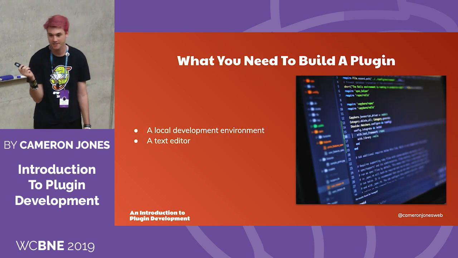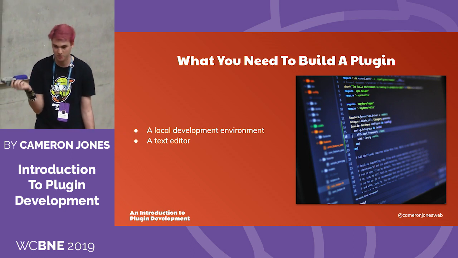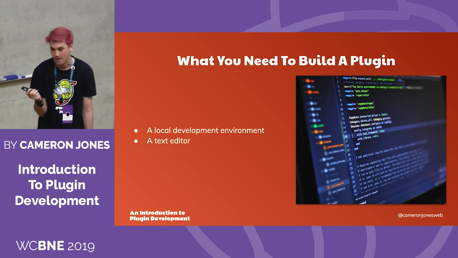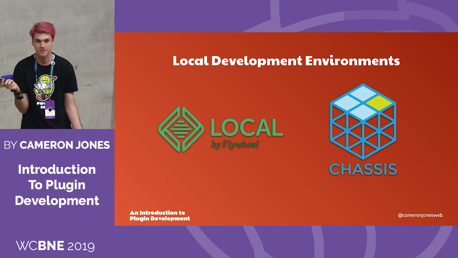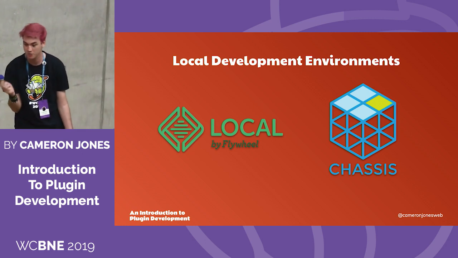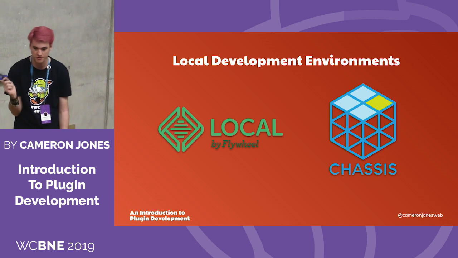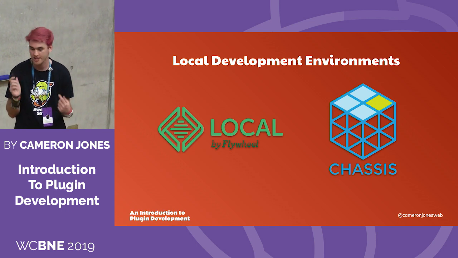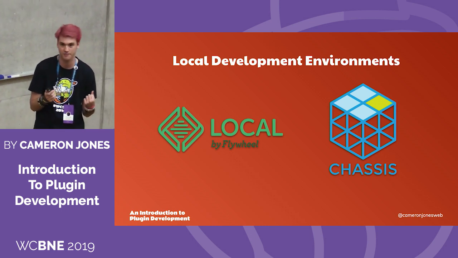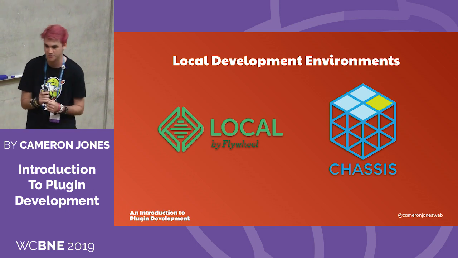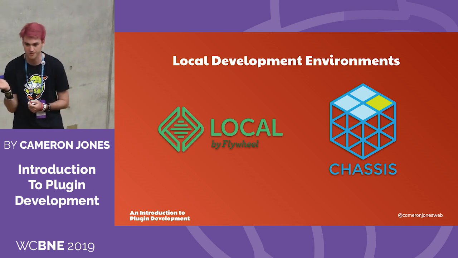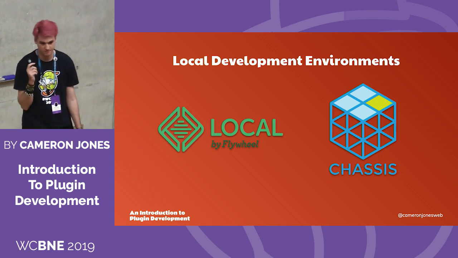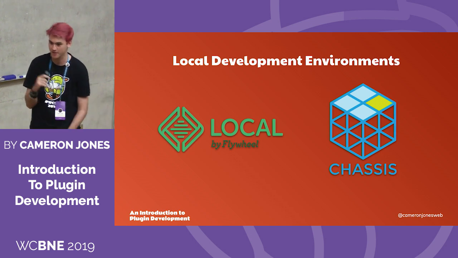So first thing we need, well, there's only really two things that we need to build a plugin: a local development environment and a text editor. So first of all, local development environments. These are the two that I would recommend using. Local by Flywheel, which is a really easy to use GUI that you install to manage local WordPress sites. Or Chassis, which is a more command line driven one, which is really cool, and I recommend that as well, which is based off Vagrant, whereas Local uses Docker. There's also plenty of others like MAMP and XAMPP out there, but those are the two that I recommend.